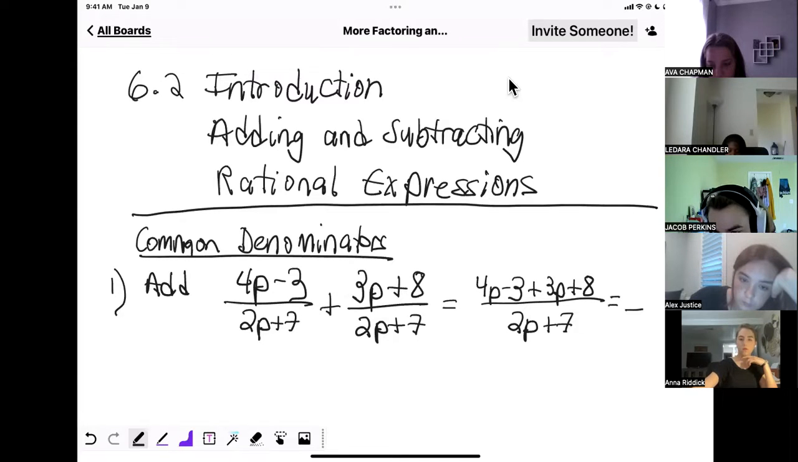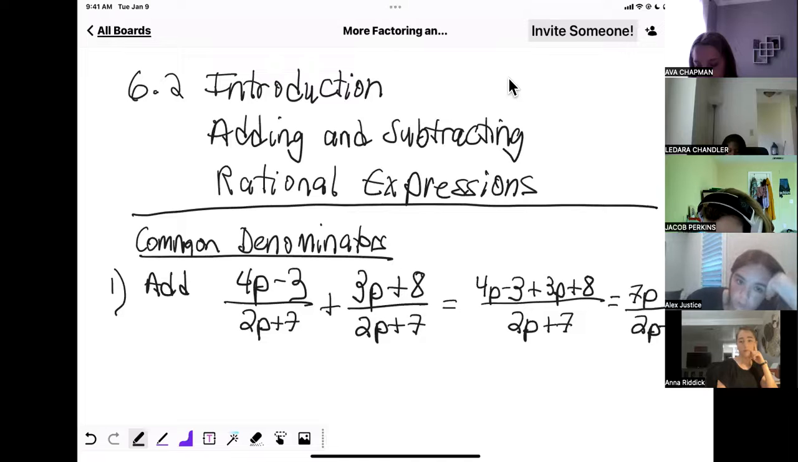If I combine my like terms, 2p plus 7 again just stays. I have 4p and 3p, which is 7p, and -3 plus 8 is 5. And that is my final answer. You cannot simplify this. Well, you can, but not this problem. We'll get to simplifying in a minute, but this one cannot be simplified.